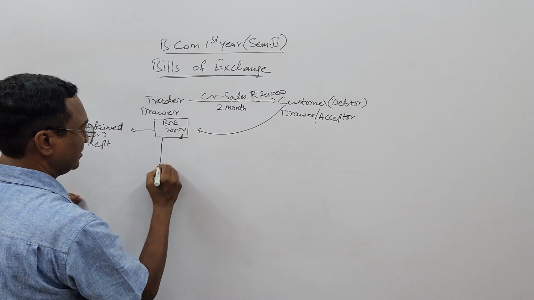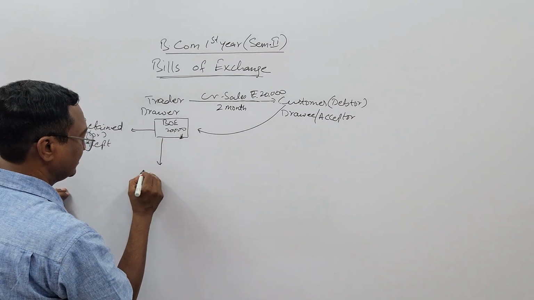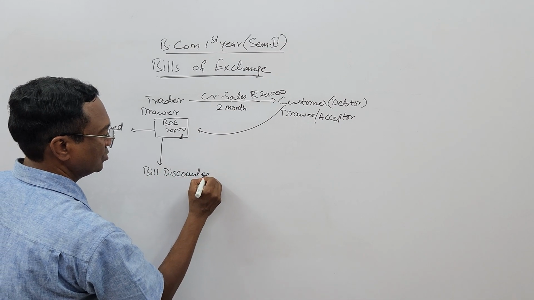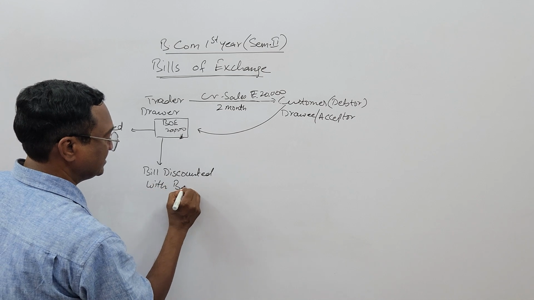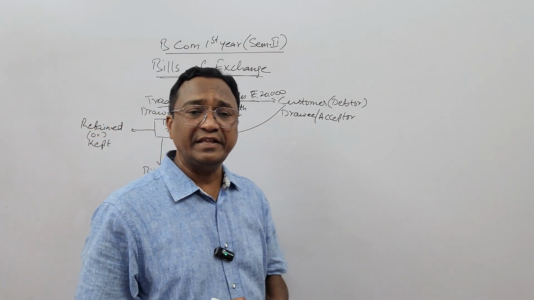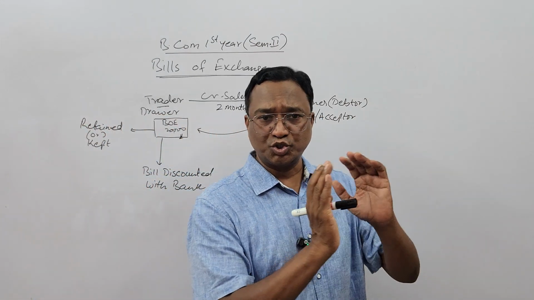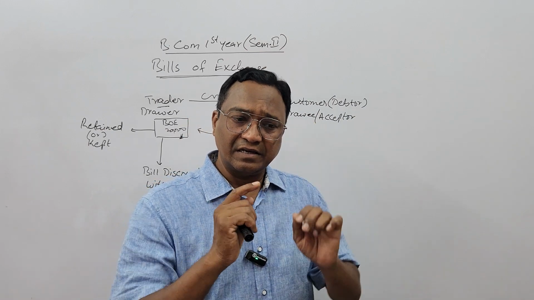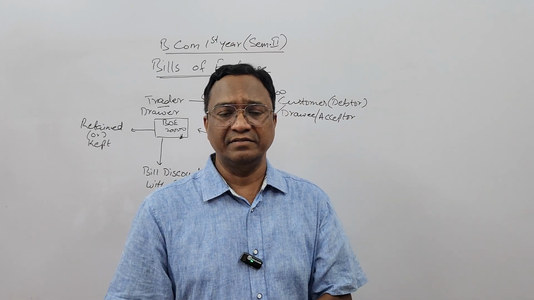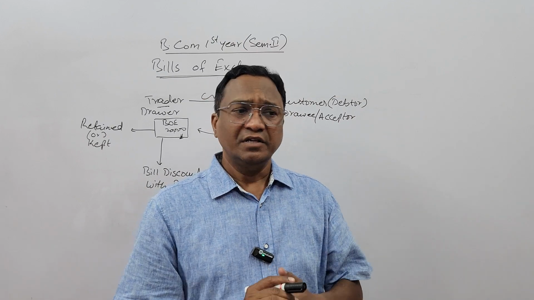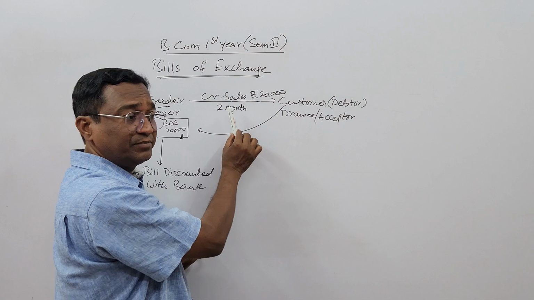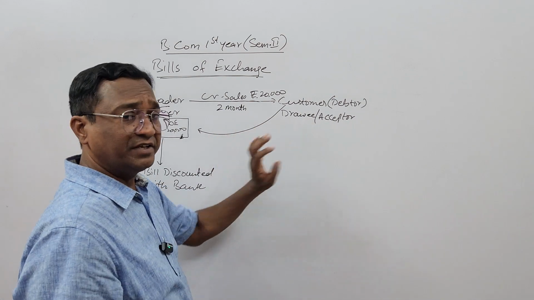The second benefit of this bill is that the bill can be discounted with the bank. This is a benefit for the trader. For example, the trader needs money. The trader sold goods to the customer and the trader is in an emergency. After 15 days, he got an emergency and he wants money of around 20,000. He can't ask the customer because the trader has given 2 months time. If he asks in the middle, definitely the customer will be serious about it.